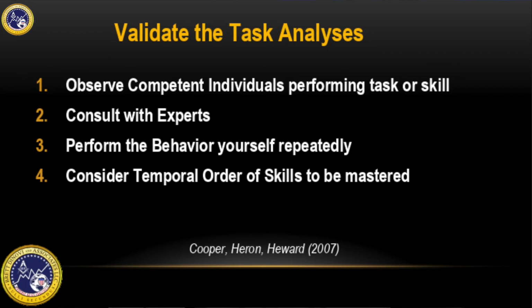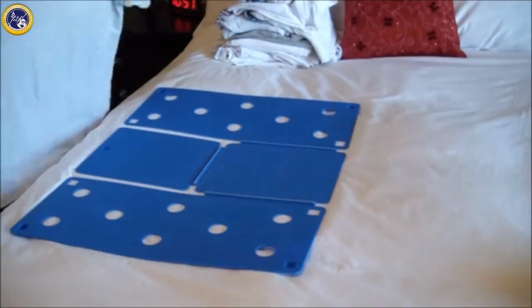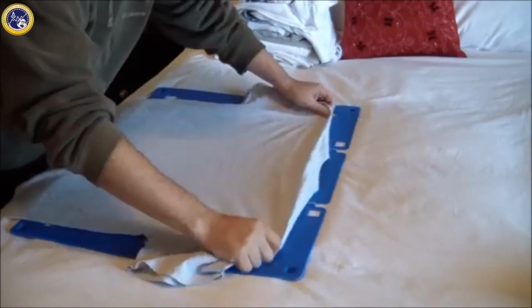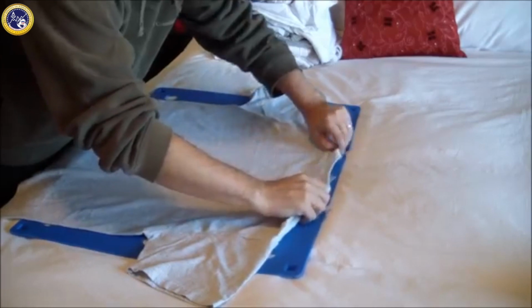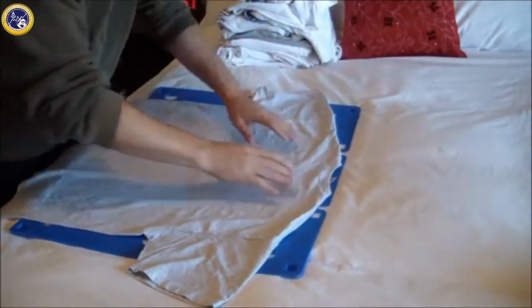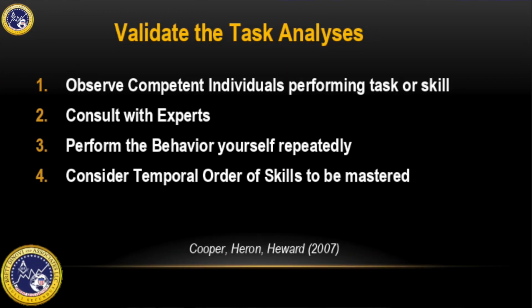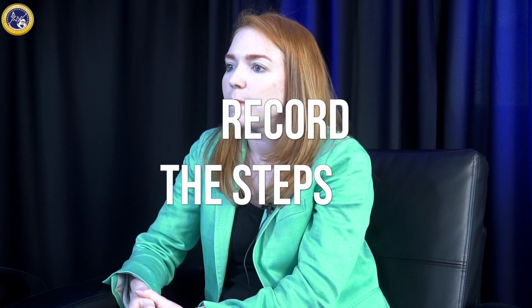When preparing your own task analysis, there are a few ways you can write the task analysis. You can observe someone competent complete the behavioral sequence and record the steps. You have your shirt, you're going to lay it down, face down. The collar will come right to the top edge. You can consult an expert or person skilled in the performance of the task, or you can perform the behavior yourself and record the steps.